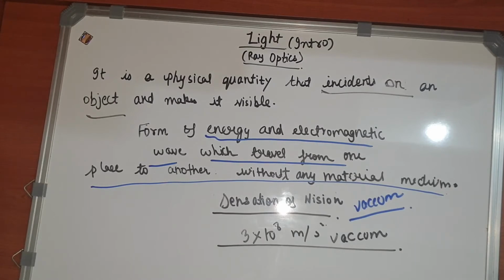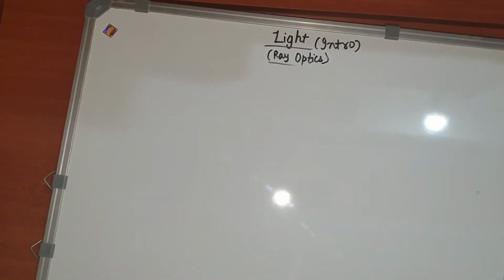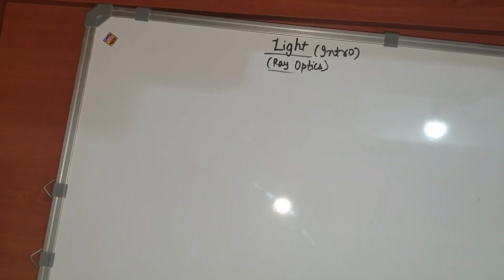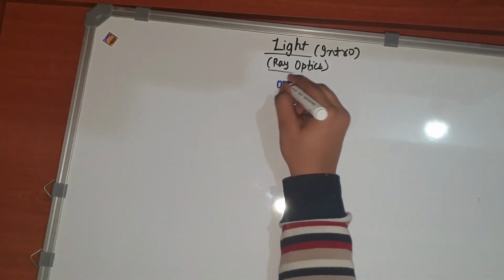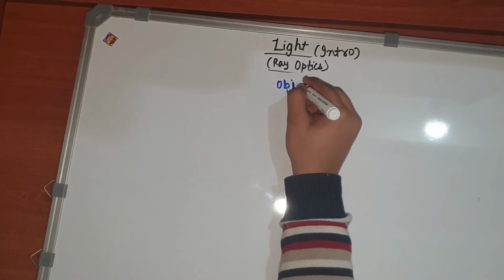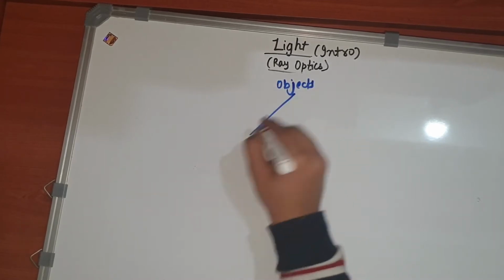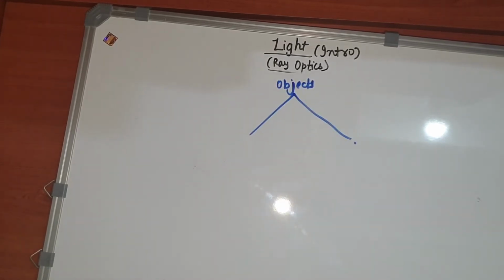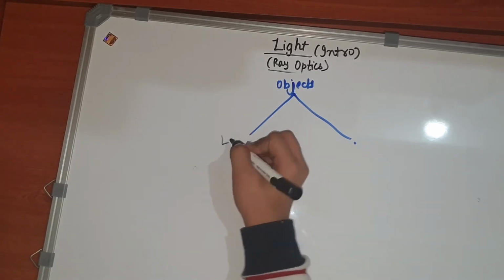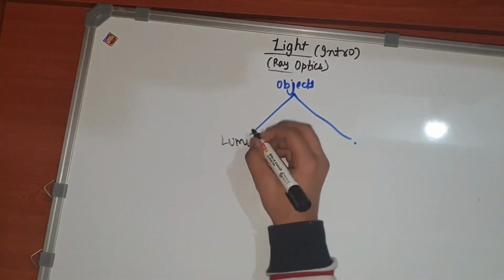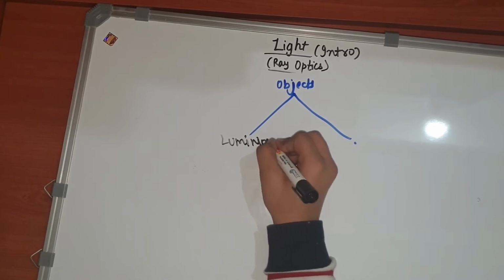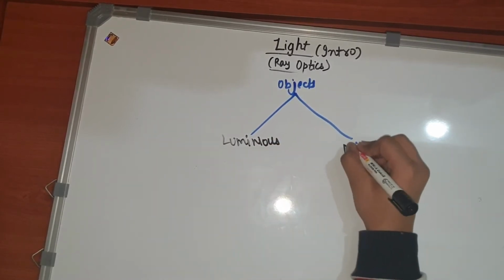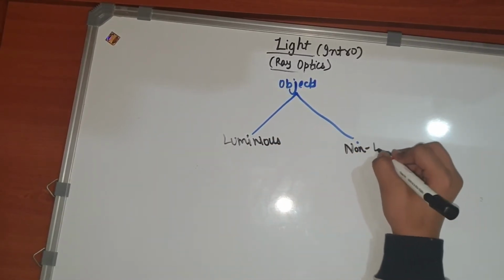The next thing: there are two types of objects. This is the very basic concept. Objects, we will write it here, are of two types. One is luminous and the other is non-luminous.